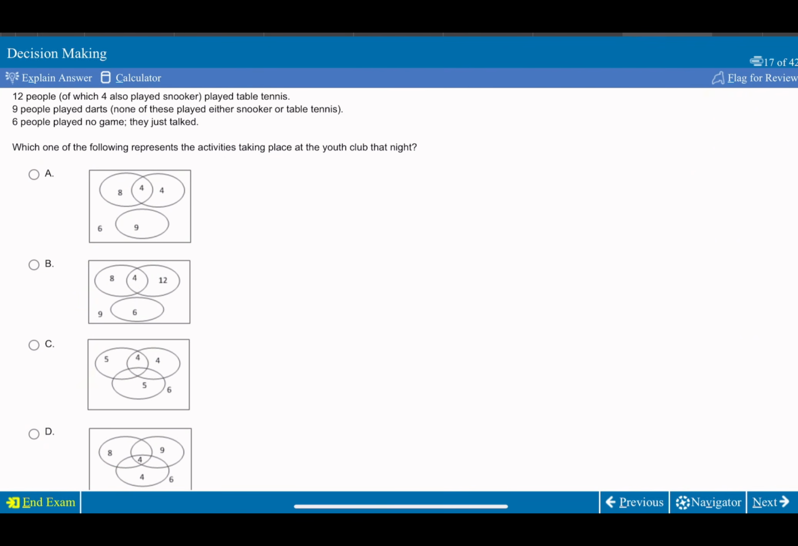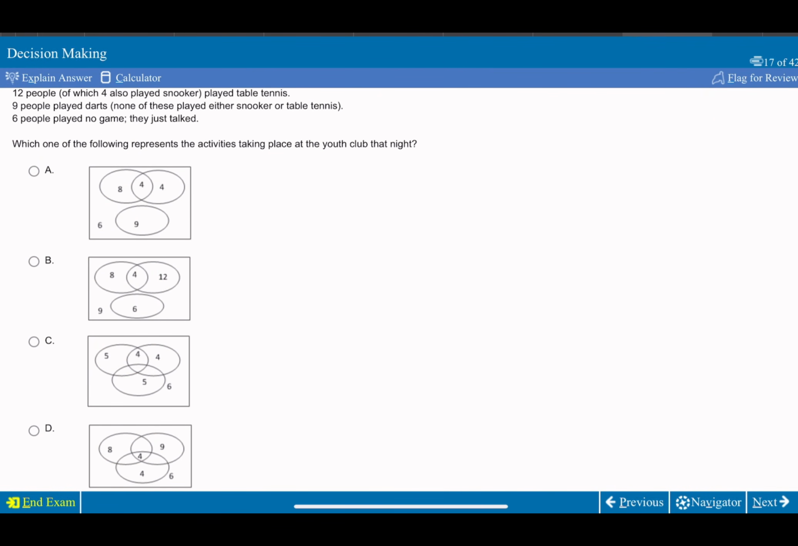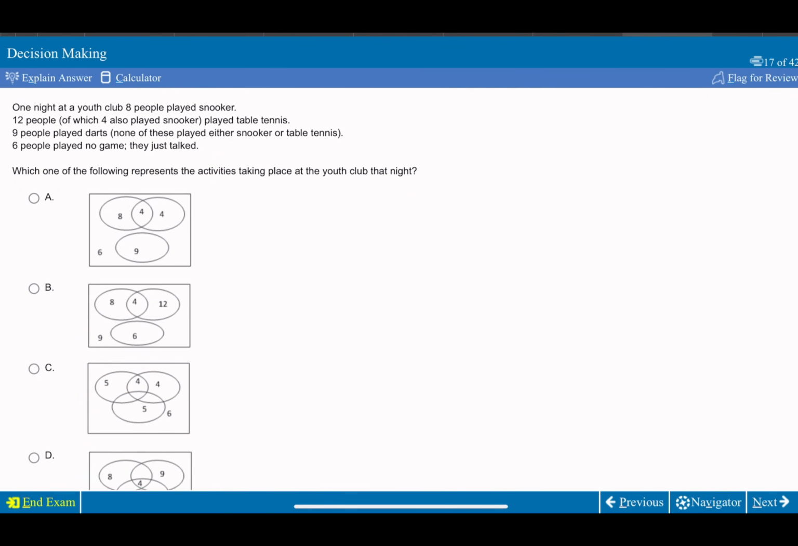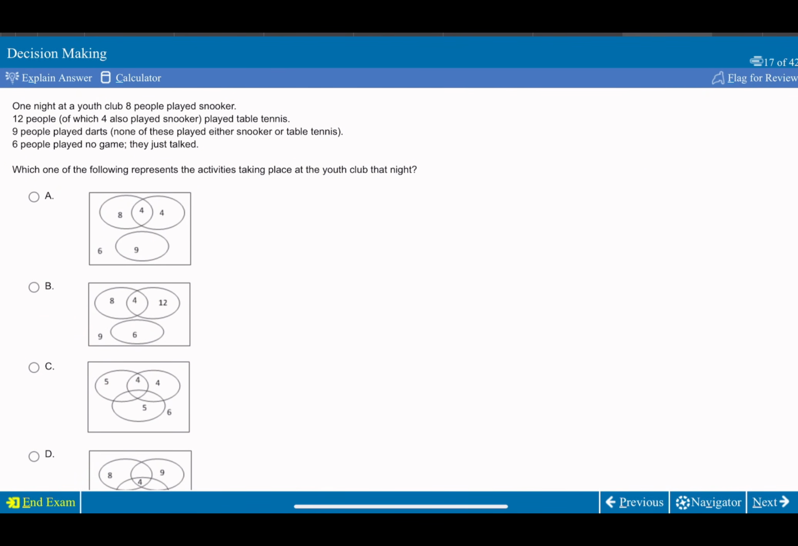So we need to look for one Venn that adds up to 8. You can see in A, 4 plus 4 is 8. In B, there's no Venn that adds up to 8, so it can't be B, which we already figured out. D is fine as well, because there is technically a Venn that adds up to 8. But then it says 12 people, of which 4 also played snooker, play table tennis. So we need an overlap of 4, then 4 on one side and 8 on the other side. So that works for A.